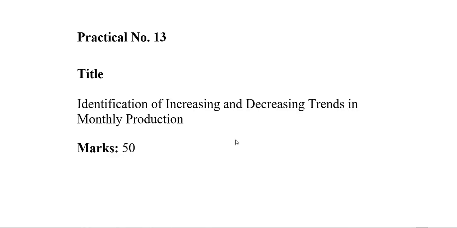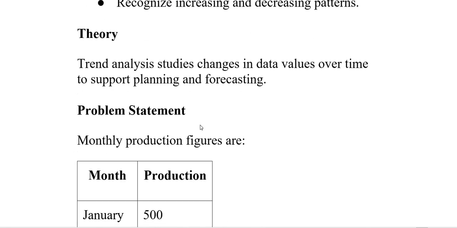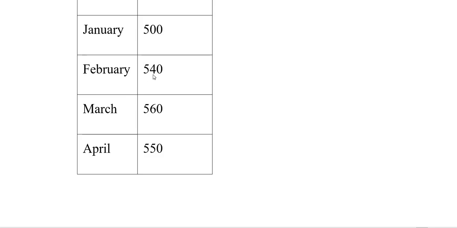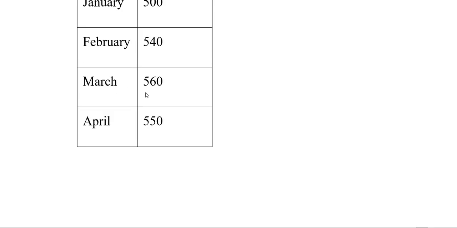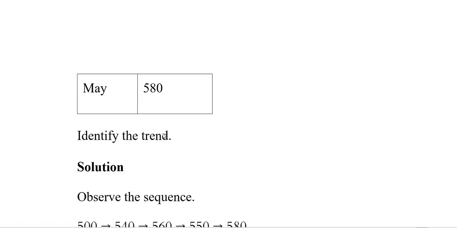So practical number 13. Now we have to identify the increasing and the decreasing pattern in monthly production. Suppose we have a shop and we have to identify whether our sales are increasing or decreasing month wise. Now for this we have this question: January production 500, February production 540, March production 560, and April production 550, and May production 580.